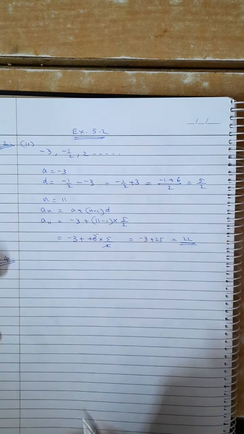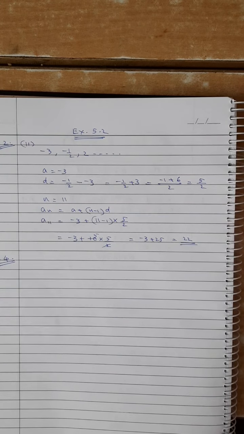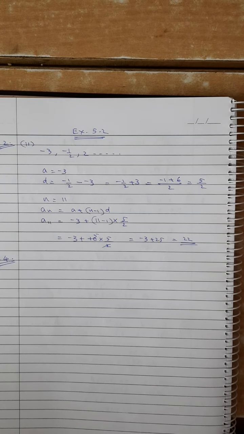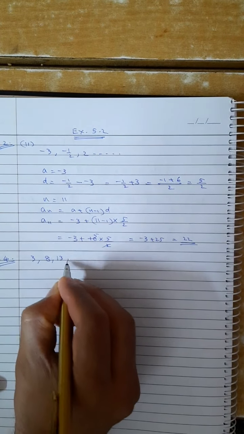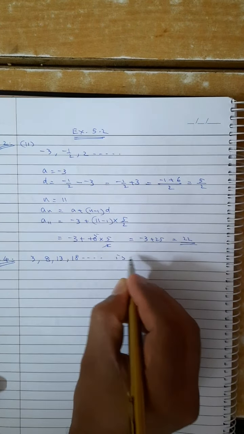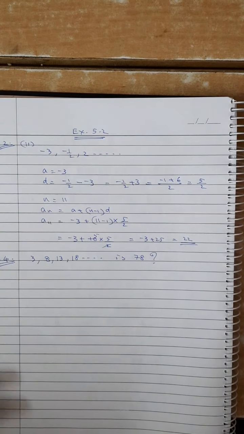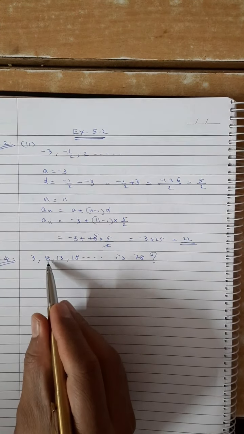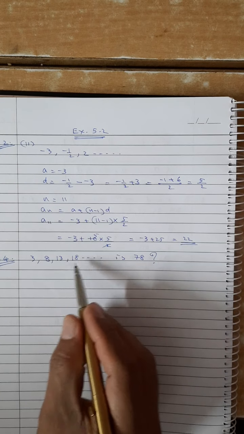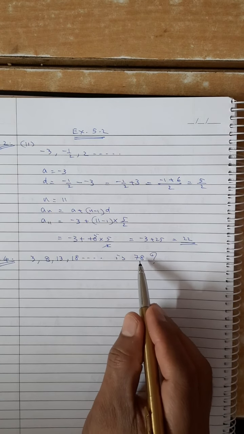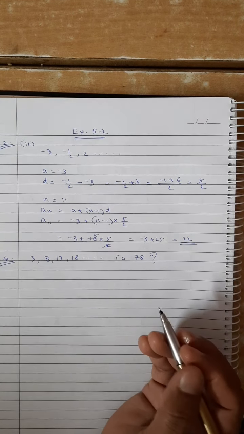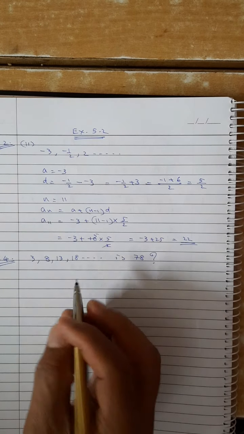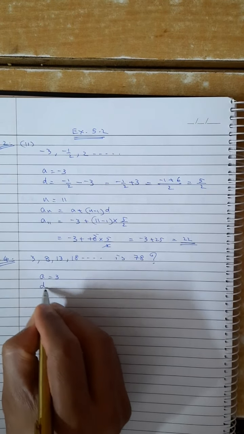Now special questions. Question number 4. Which term of the AP 3, 8, 13, 18, etc. is 78? Which term is 78? Second term is 8, third term is 13, fourth term is 18. Which term? Maybe 100th term, maybe 200th term, that we have to find. That means what is to be calculated? n. Which term? n we have to calculate. a is 3, d is 5.